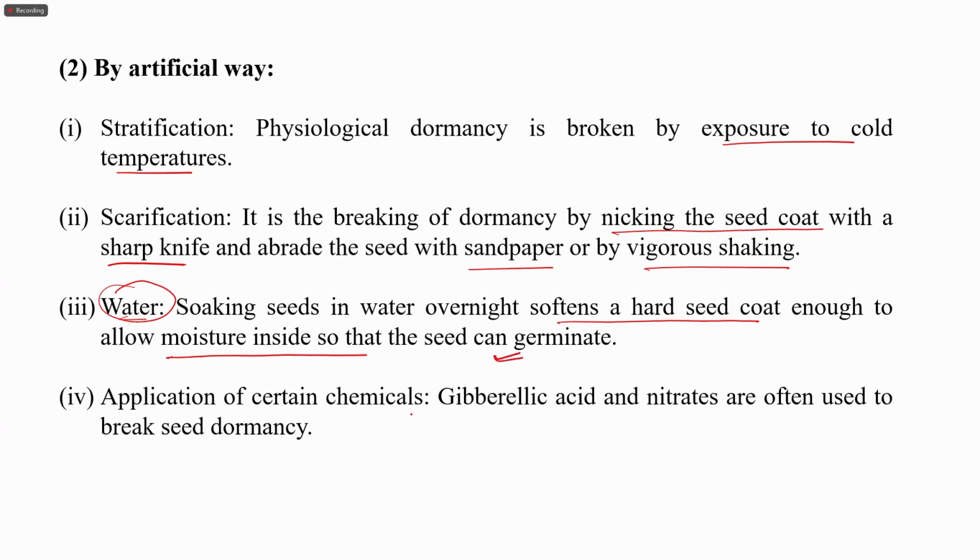Or the application of certain chemicals. For example, we know that gibberellic acid is responsible for seed germination. So gibberellic acid or the application of nitrates are often used to break seed dormancy and to induce germination. So this was the last lecture about the plant growth regulators and the plant growth and development.